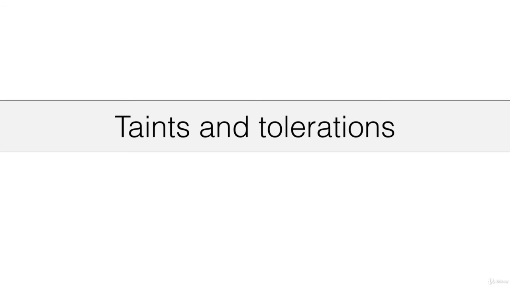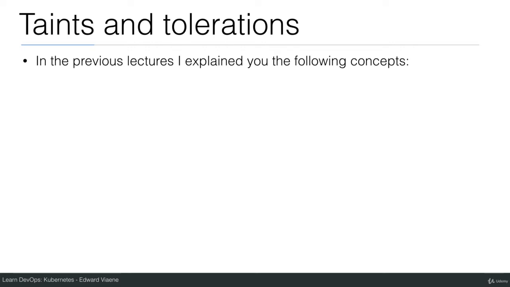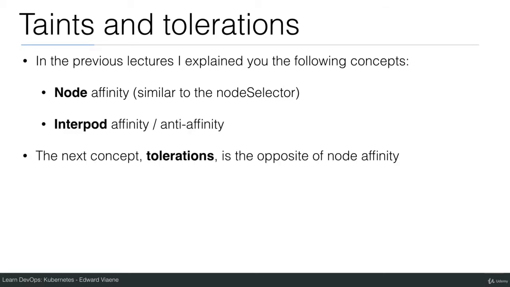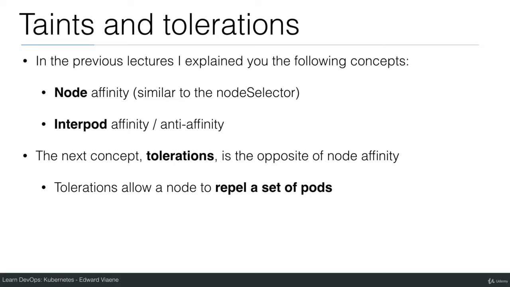In this lecture, I'll be talking about taints and tolerations. In the previous lectures, I explained the following concepts: node affinity, which is similar to the node selector, interpod affinity and anti-affinity, and the next concept, tolerations, is the opposite of node affinity. Tolerations allow a node to repel a set of pods.